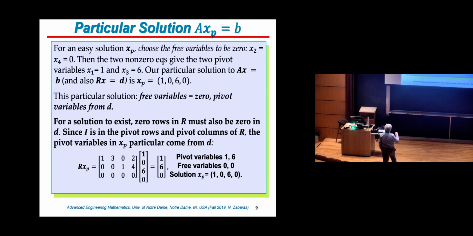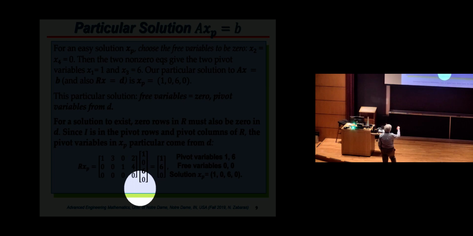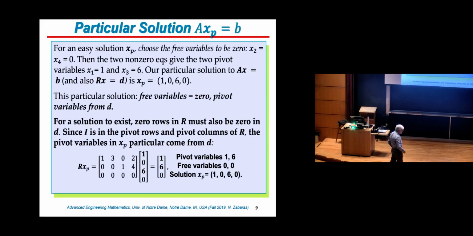So the particular solution is what you see here: 1, 6 for the pivot variables, and the free variables are 0, right? And you can verify, always verify, multiply this by 1, 0, 6, 0, and you see you do actually get 1, 6, 0. So obviously the x that we get after the elimination process is the same as solving Ax equal b, because the solution is not affected by row operations, so we don't have any issues with that.